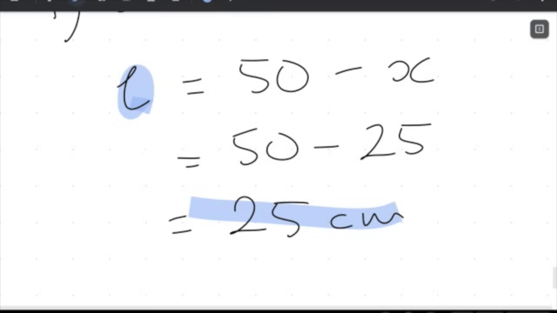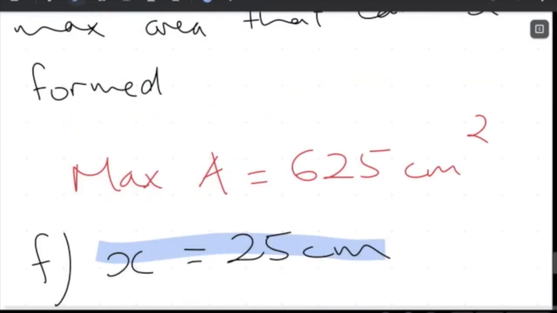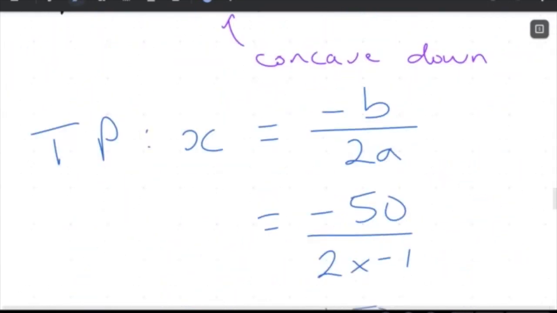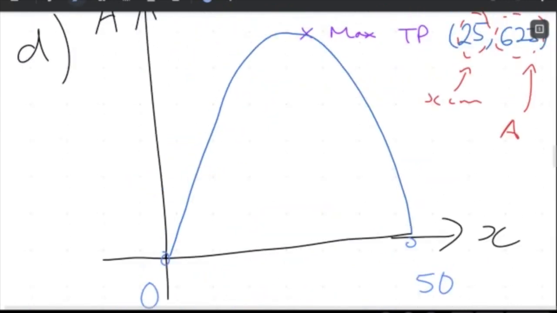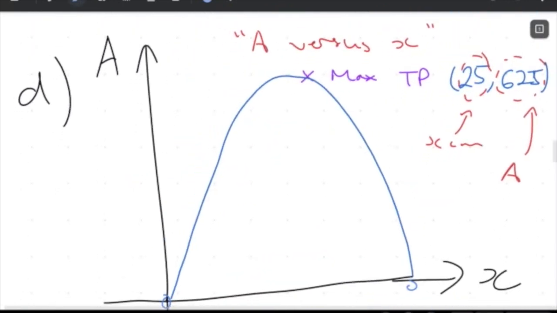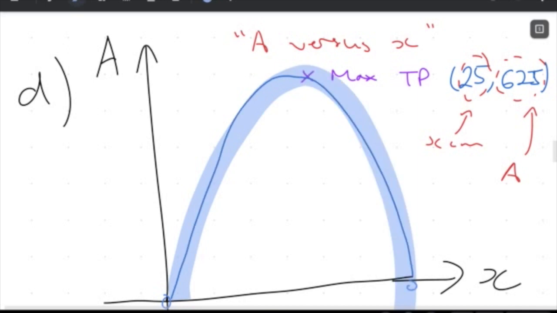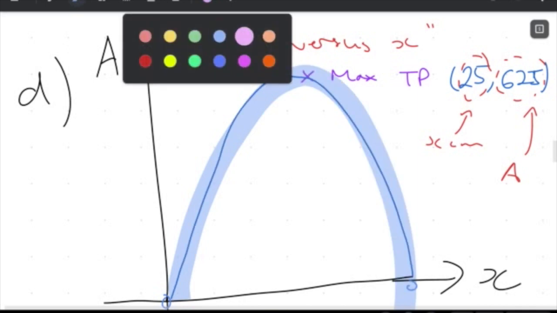And what gave us that maximum area was modeling this scenario using what we know about quadratics and parabolas, and sketching a parabola and understanding that parabolas, or anything that models a parabola, can have either a max turning point or sometimes a minimum turning point. But since we're trying to find the maximum area that can be formed, we are using the fact that this is a concave down parabola, which has a maximum turning point.